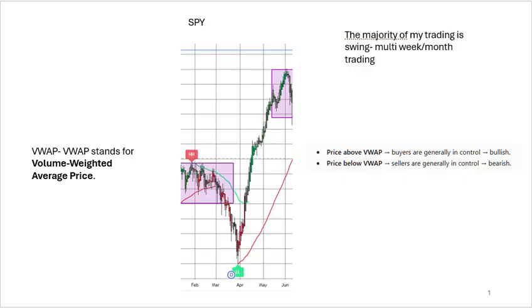So if the price is above the VWAP, buyers are in control, it's bullish. If the candlesticks are below the VWAP, the sellers are generally in control and it's bearish. So the majority of the time I'm trading swing trades, so multi-week, multi-month holds as long as the trend is in place.